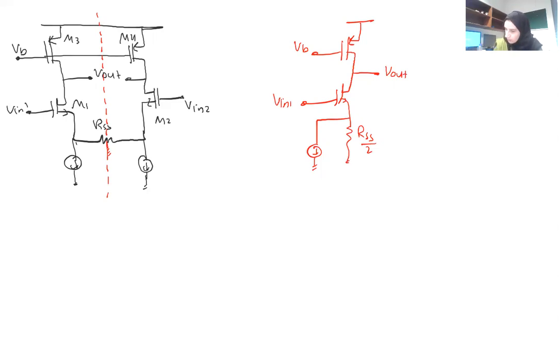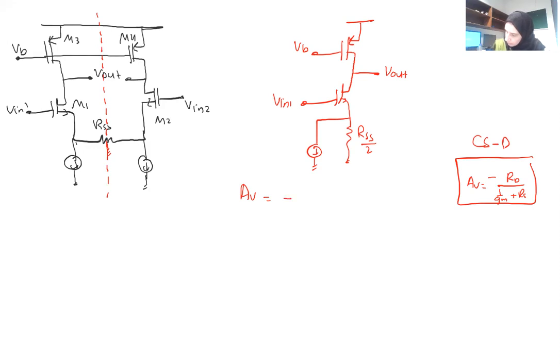Okay, so now this looks like a common source with degeneration that has again a standard gain relation. If you remember, it has the gain minus RD over 1 plus GM RS. Now you may also open it like Obed did, get rid of the GM from down, so it will go up, and the expression will change, but it's still correct. Whichever one you want to use, both of them are fine.